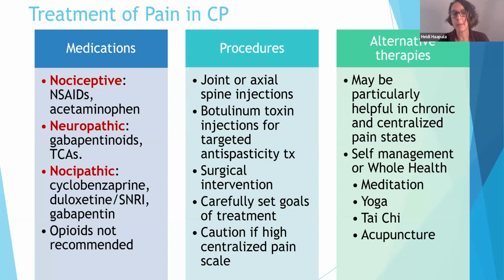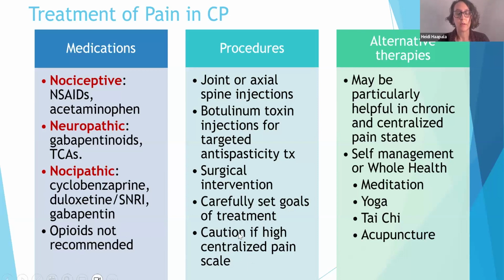Procedures that can be done for pain. You can get joint injections, spine injections, botulinum toxin injections. There are surgeries that are done, less so in adults than in children, but sometimes surgeries are done. Surgeries like baclofen pumps would be one for spasticity treatment. If we're doing procedures, it's really important ahead of time to set the goals of treatment so we know if what we're doing is helping and if we should continue or not.